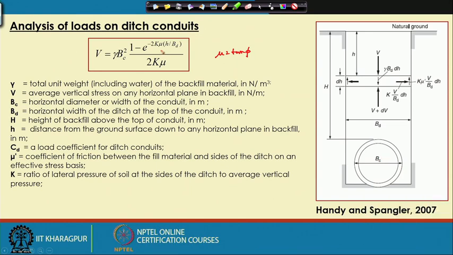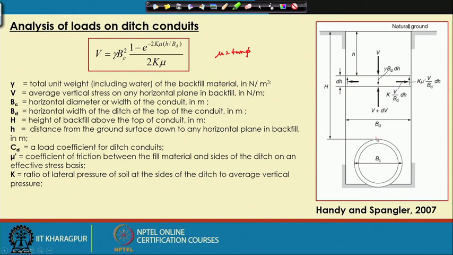Small h is the distance from the ground surface to any horizontal plane in the backfill. So if you want to calculate up to here, then instead of small h you have to use the capital H. H is any distance below the ground surface. You can see the similar expression that I have derived, they have also derived.